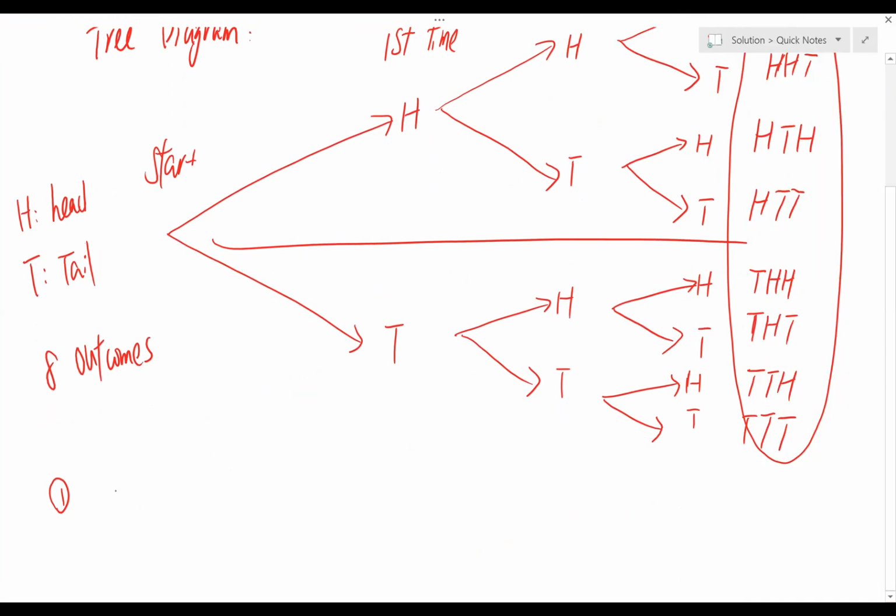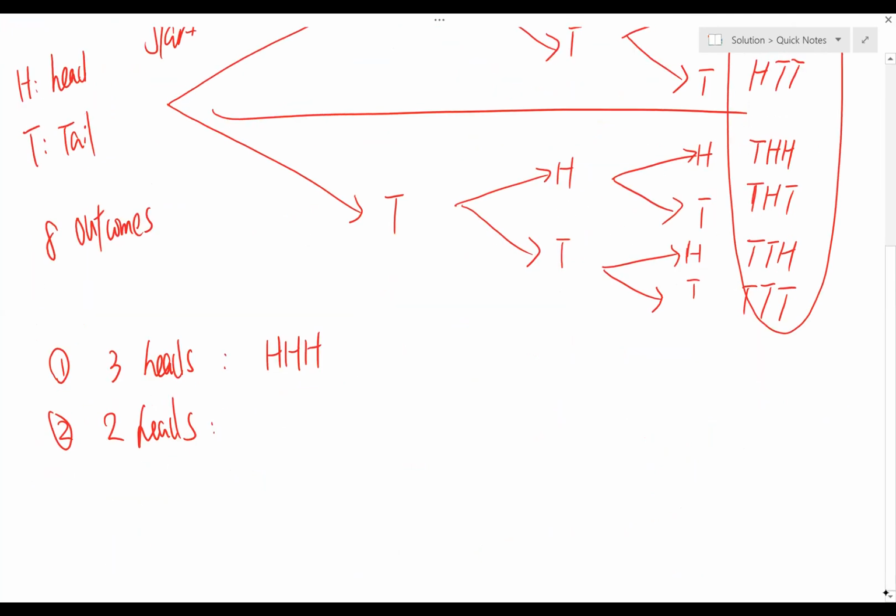Three heads. Just focus on the number of heads possible here. So it'll be head, head, head. Now focus on 2 heads. 2 heads indicating 1 tail.